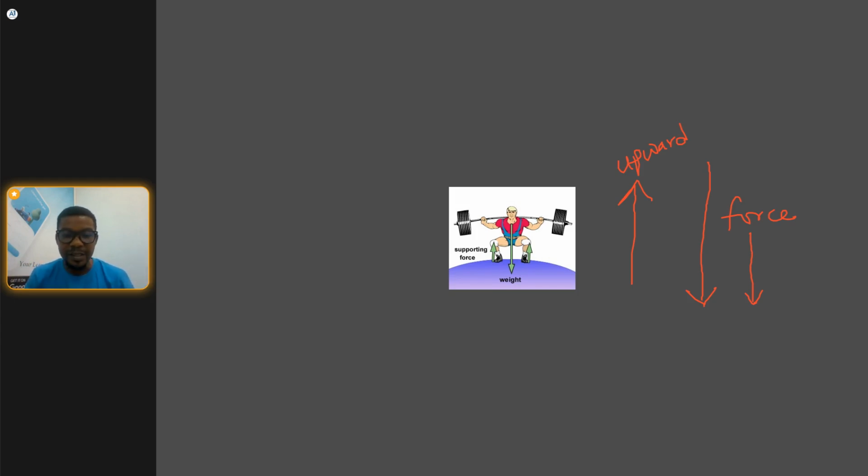So weight is the force that goes against a normal movement, which is supposed to be upward. The force that goes against that movement is called weight. So expressively, we can say weight has to do with gravitational force also. So weight has to do with what? Gravitational force. Now, what about mass?